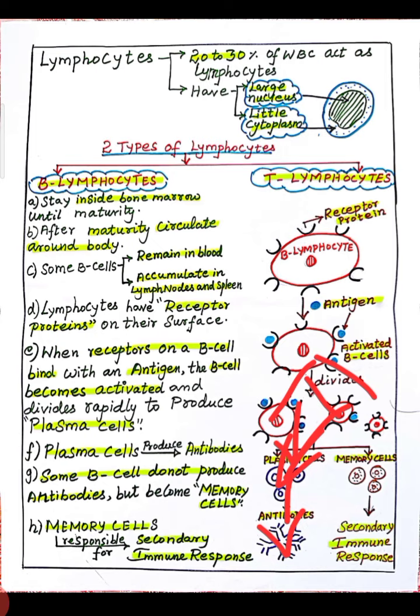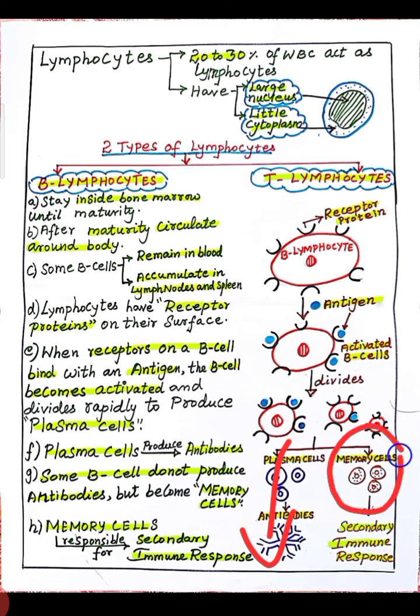Then what will happen? They become memory cells. See the picture? Some of the B cells do not produce antibodies. Then that B cell becomes a memory cell. That memory cell is responsible for the secondary immune response.